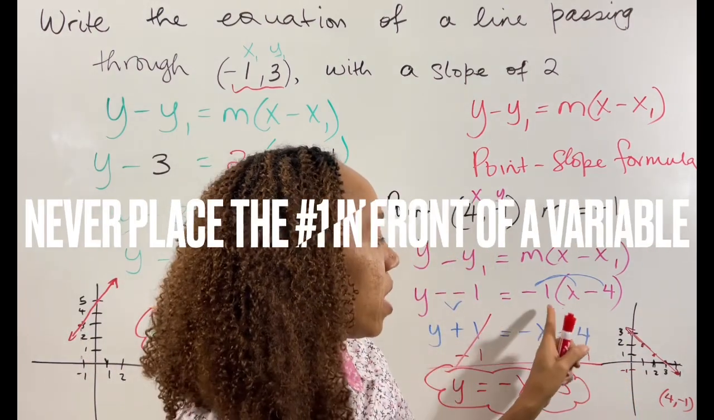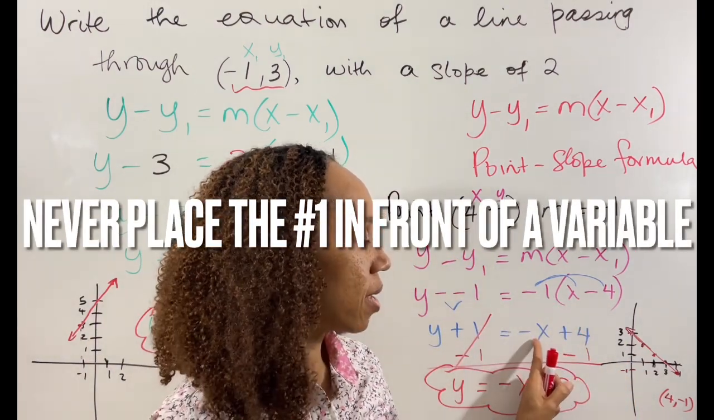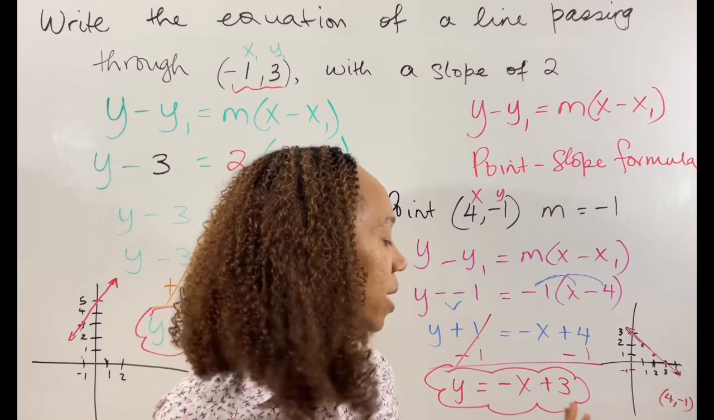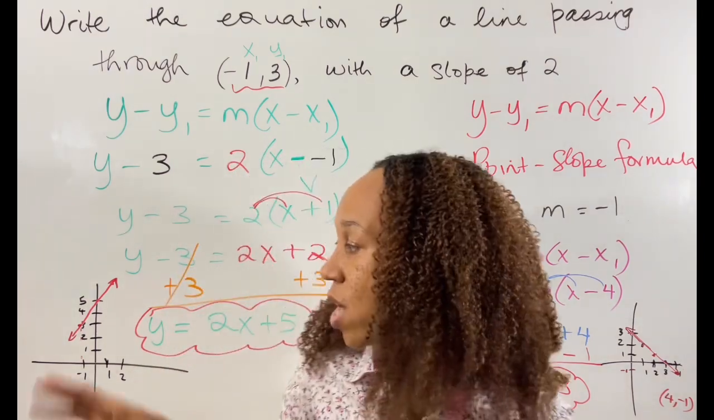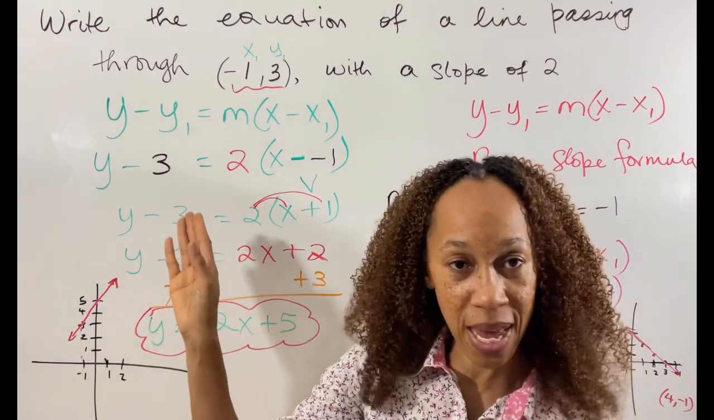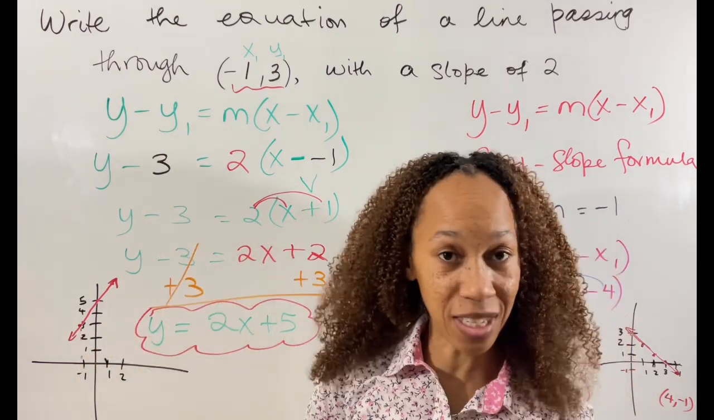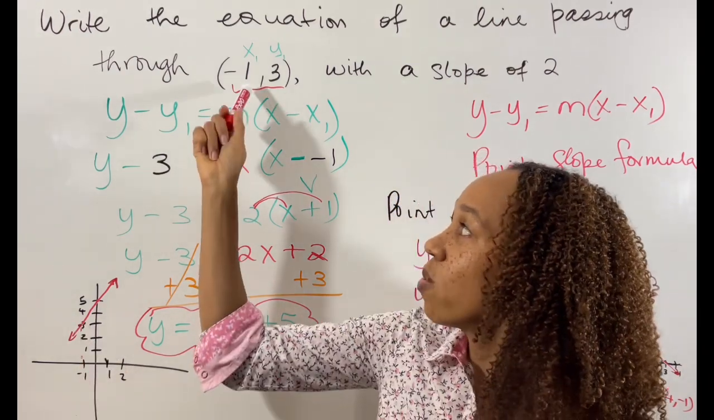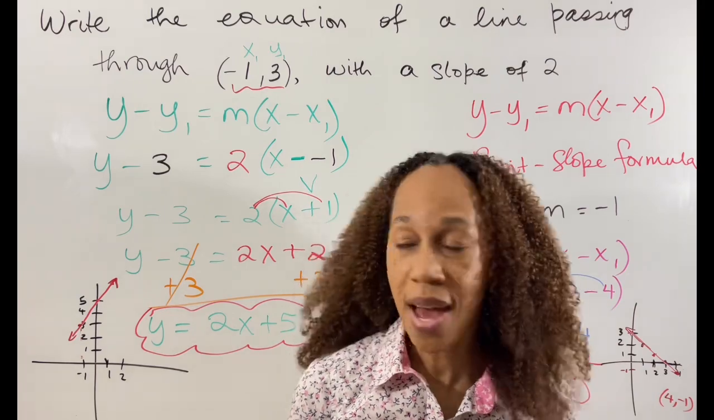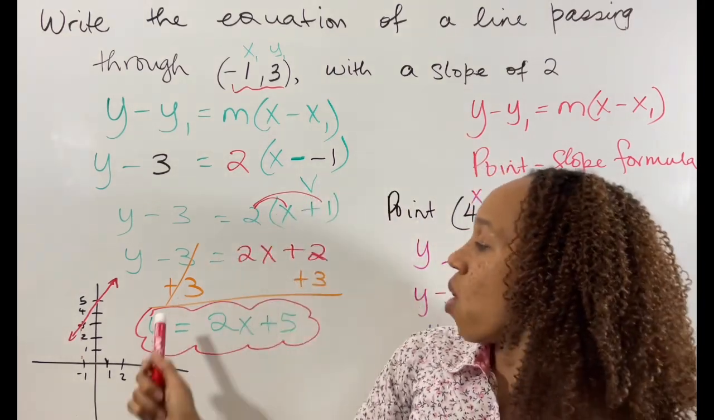Remember also, we don't put a 1 in front of the variable there. That's why we have negative x. So just be mindful of that also. Going back to this, you're going up the hill, going up the slope. It's a positive slope. And yes, we did sketch it where it went through the point, which was negative 1, 3. And the slope there was a 2.